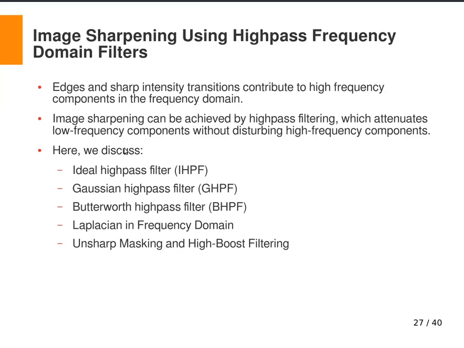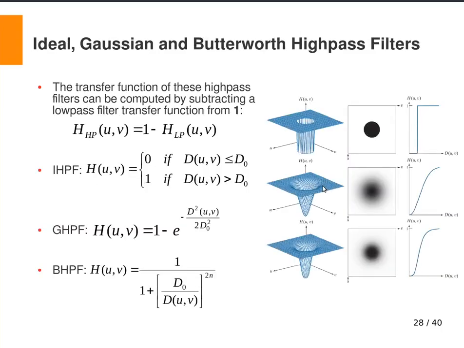So let's discuss some of these high pass frequency domain filters. Here we see the ideal high pass filter, Gaussian high pass filter, Butterworth high pass filter, and then we talk about Laplacian and unsharp masking and high boost filtering in the frequency domain. This page is a summary of the 3 high pass filters that basically use the definitions that we had for the low pass filters.